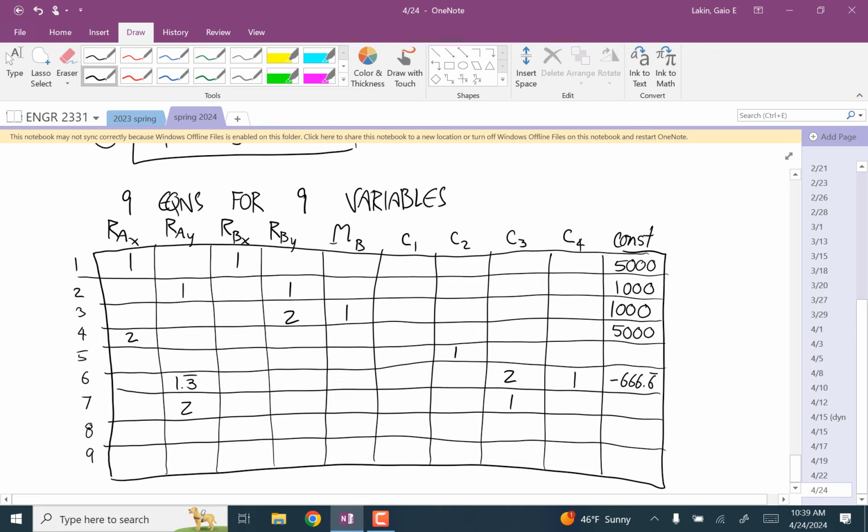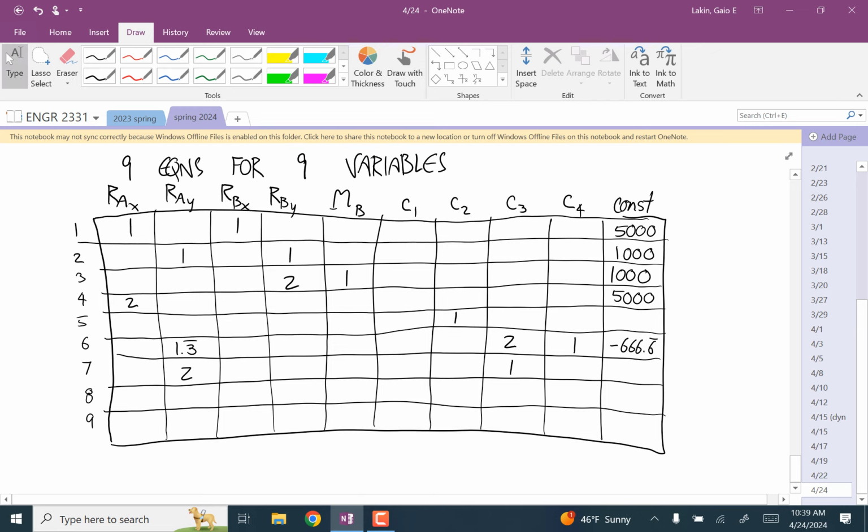All right. 0. Okay. 8 is C1 is 1. Okay. C2 is 1. Okay. C3 is negative 1. Okay. C4 is negative 1. Constant is 3,333.3 repeating. Okay. 9, C1 is 1. Okay. C3 is negative 1. Constant is 5.